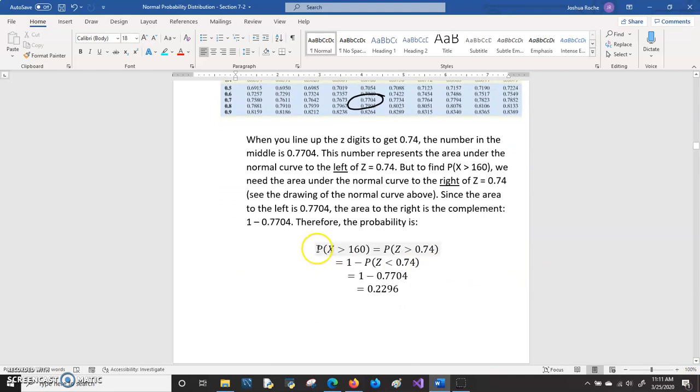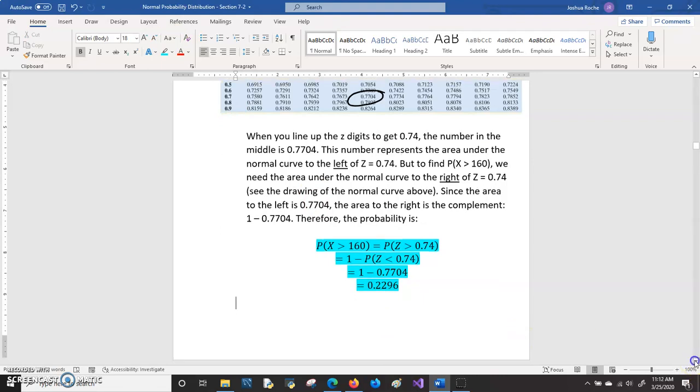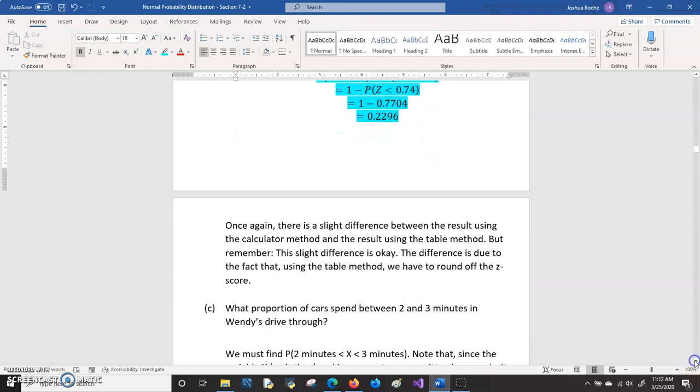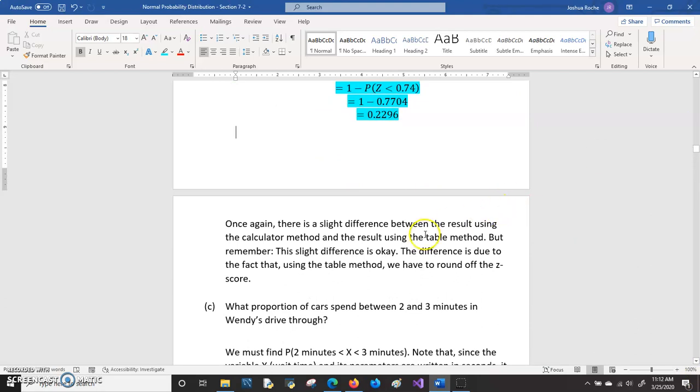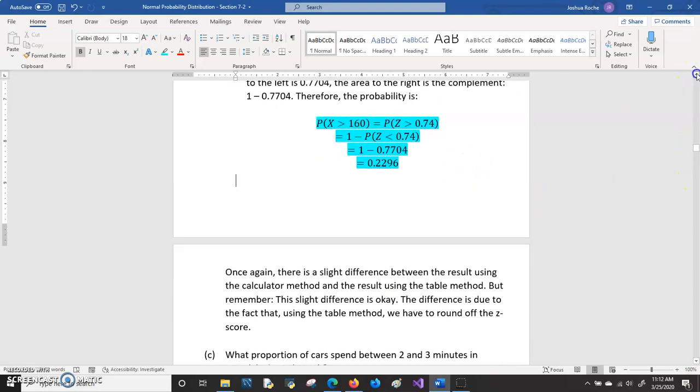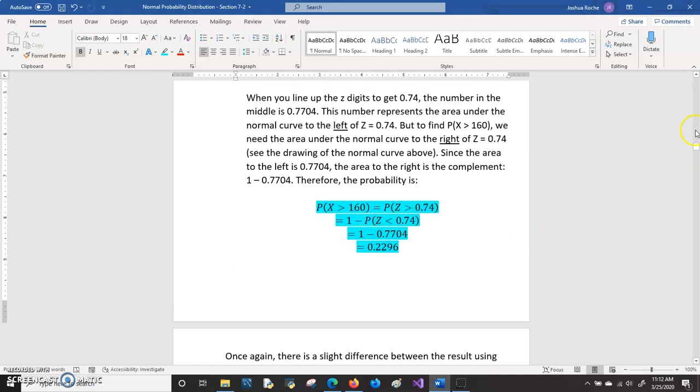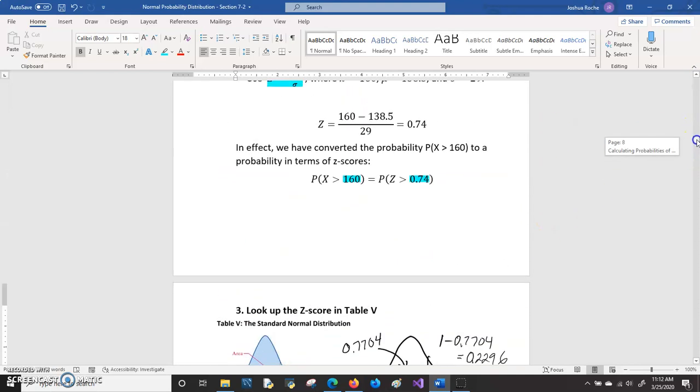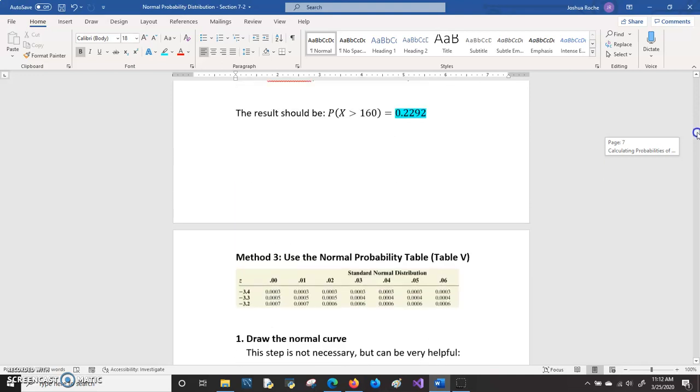It's written out right here in a little more detail, but ultimately we'll get the probability of 0.2296. And note again that there's a slight difference between the answer that we got using the table and the answer that we got using the calculator.